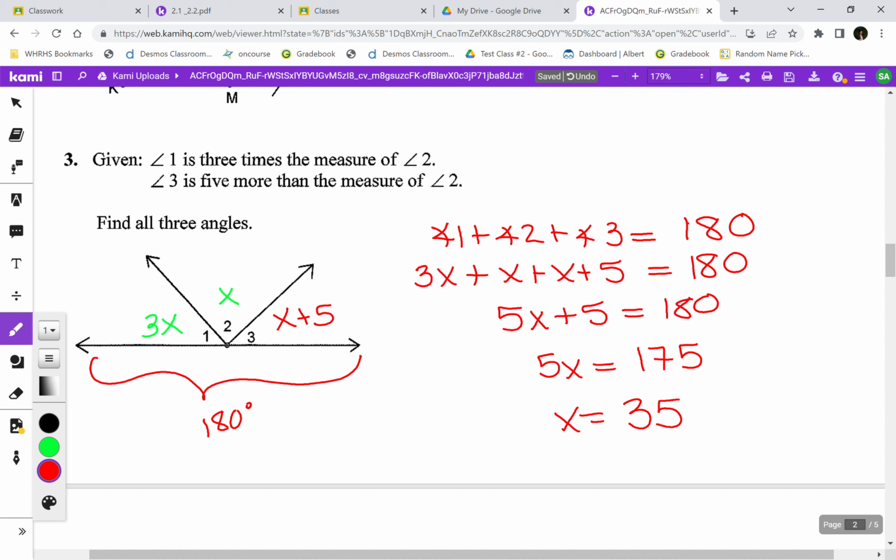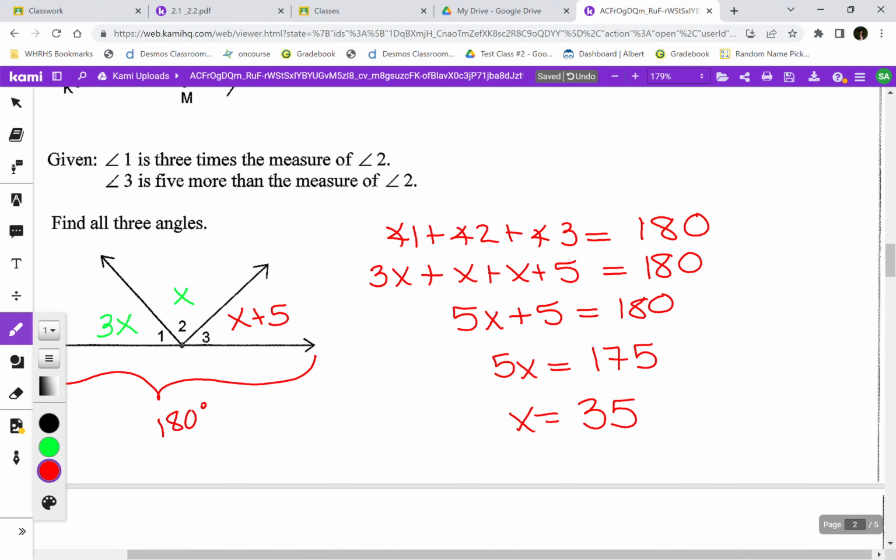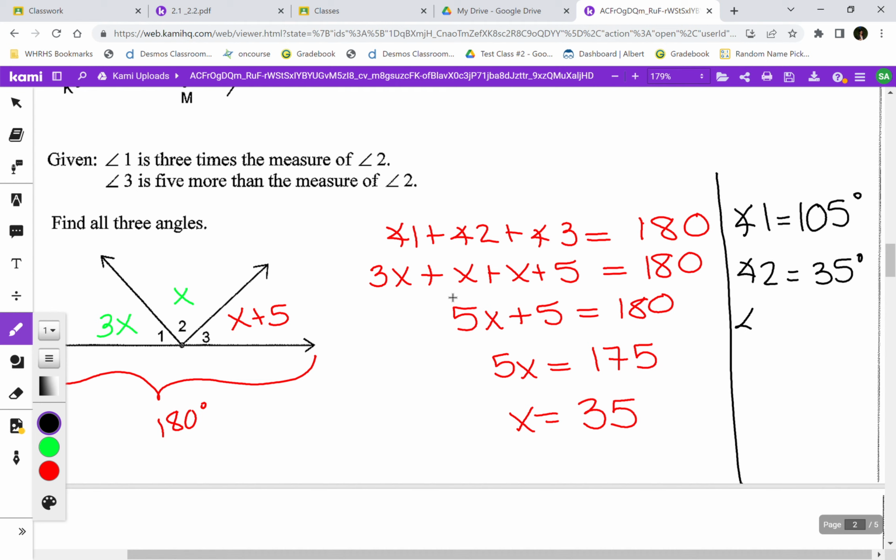And now we want to find all three angles. So we know angle 2 will be 35 degrees. Angle 1 will be 3 times 35, which is 105. And angle 3 will be 35 plus 5, which is 40.